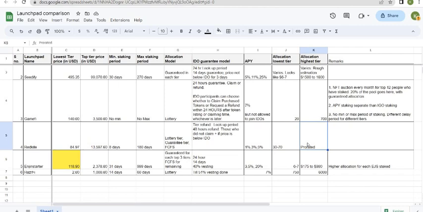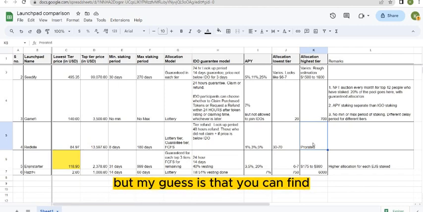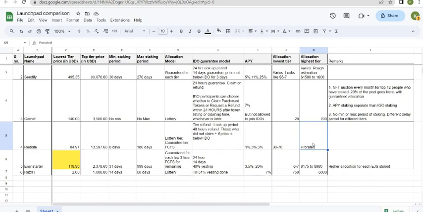So I'll not say anything, but my guess is that you can get, say, $1,000 of allocation, $1,500 or $2,000 of allocation here. This is only a guess, purely a guess.